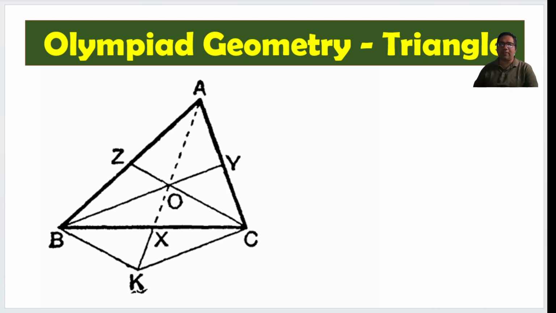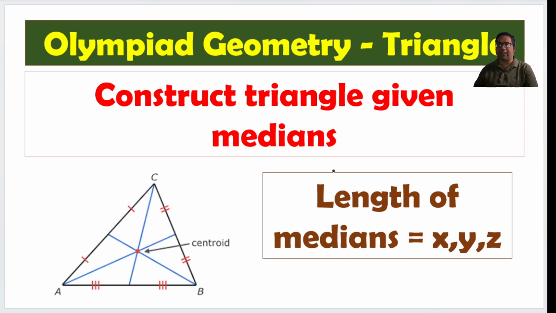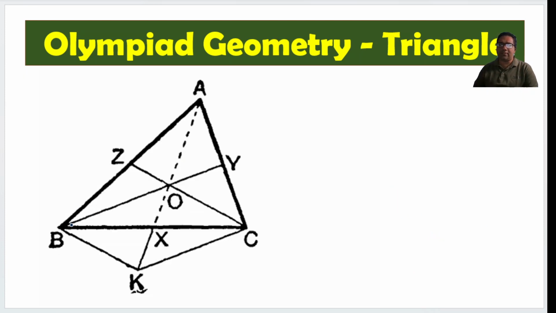Now, to solve this problem, when given lengths of medians, we use a structure called a parallelogram. BOKC is a parallelogram. How do you know it is a parallelogram? Let us just revise the proof that we had done earlier. BY and ZC, these two are medians. O is the point at which they are meeting. Let's connect A and O and extend this.